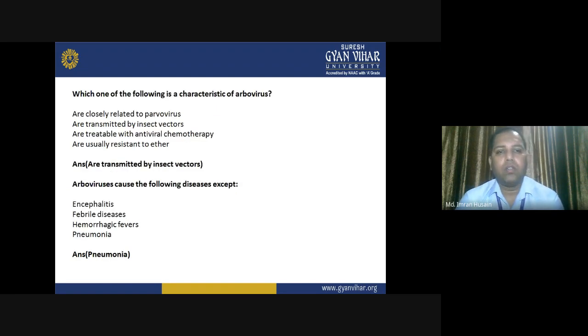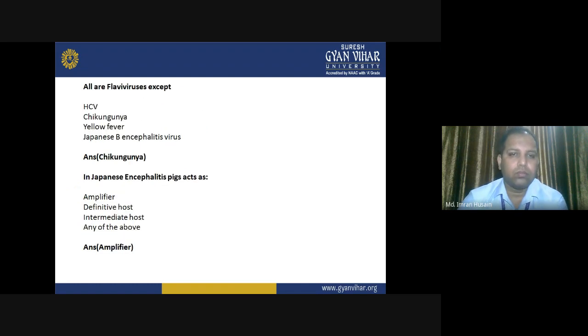Which of the following is a characteristic of arbovirus? They are transmitted by insect vectors. So arbovirus is transmitted mostly by arthropod vectors. Arbovirus causes the following diseases except pneumonia. They are all flaviviruses except chikungunya.